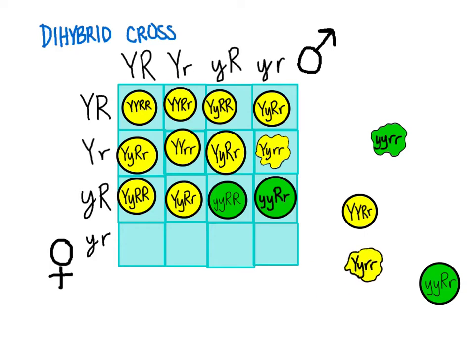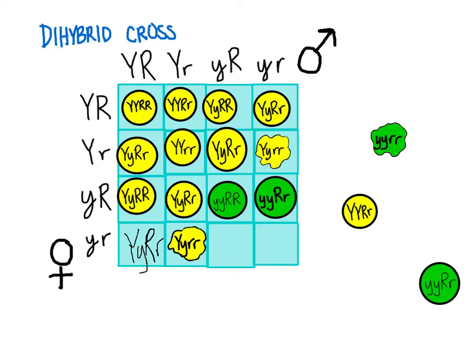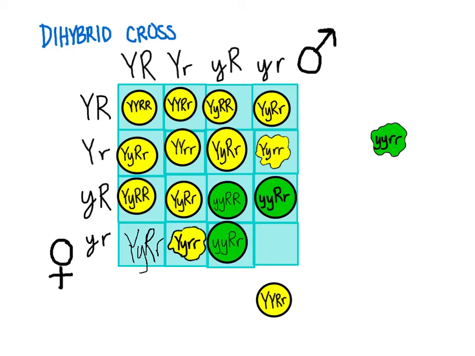I don't have that one. This one right here is going to end up being big Y, big R, little r, and that'll end up being the same as this one right here. Then I'm going to have big Y and little r, so that ends up being wrinkled and yellow. This next one is little y, big R, that is green and round. And then this last one is homozygous recessive for both the color and the shape, so it's going to end up being green and wrinkled.